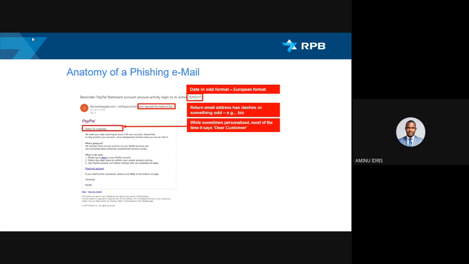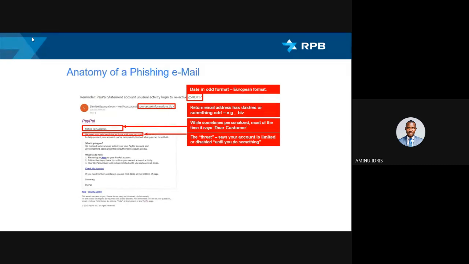Let's proceed. If you look at the salutation, notice to customer. Companies will never address you in this form. Notice to customer. It is a red flag. While most companies will address you as sir, ma, or some other salutation that they use, they will never address you in the form of this. Look at notice to customer. It is a red flag.